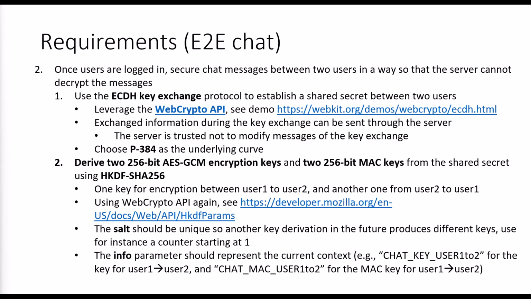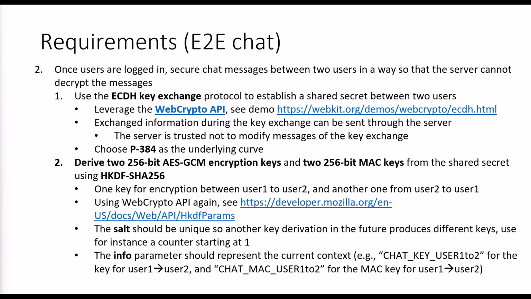So one of the encryption keys will be used to encrypt data coming from user 1 to user 2, while the second encryption key will be used to encrypt data coming from user 2 to user 1. Okay, so both users do not use the same key to send and receive messages. Using the Web Crypto API again, you will be able to use that HKDF function. It takes as an input a salt. The salt should be unique, so another key derivation in the future produces different keys. For instance, you should start the salt as a counter starting at 1. In the future, if you have to rederive new keys based on the same shared secret, you would increase the value of the salt.